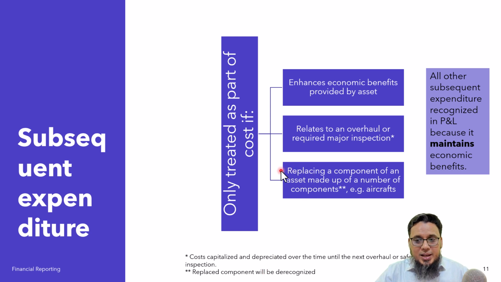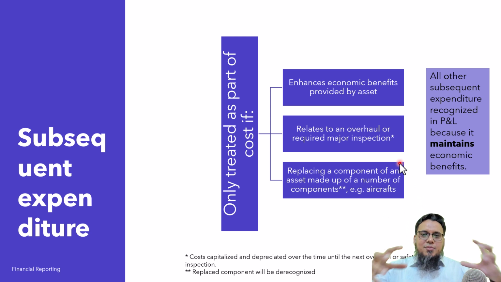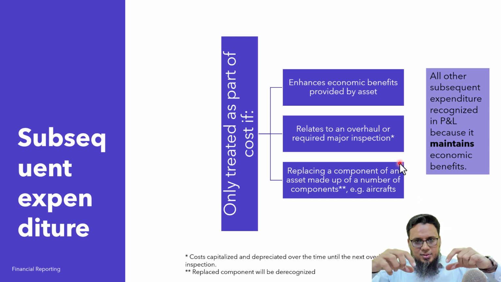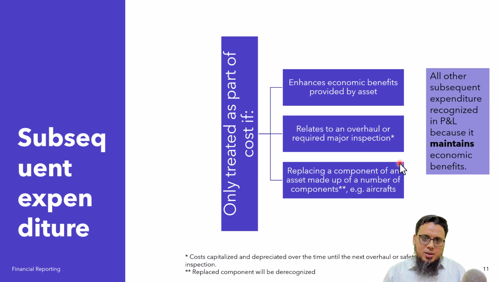Criteria 3: replacing a component of an asset made up of a number of components. Aircraft. An aircraft has several different components. First, it is the frame, then they have the seats, then they have the engines. In fact, the tires are also separate. So every component of an aircraft has a different useful life.